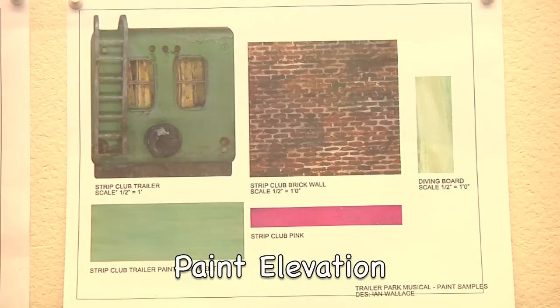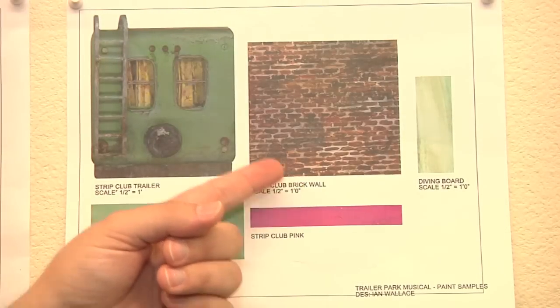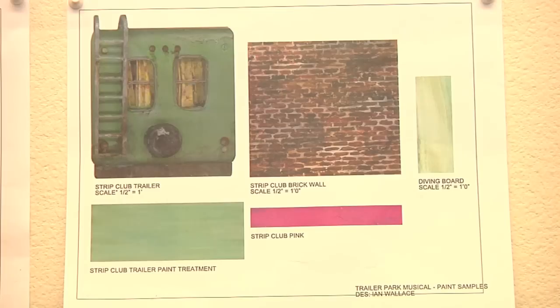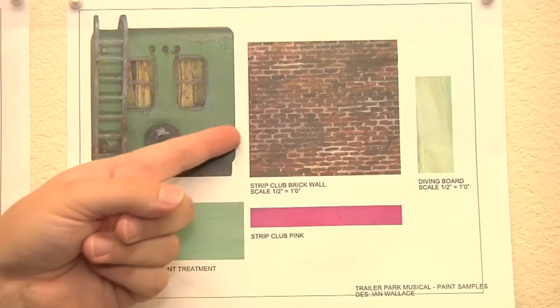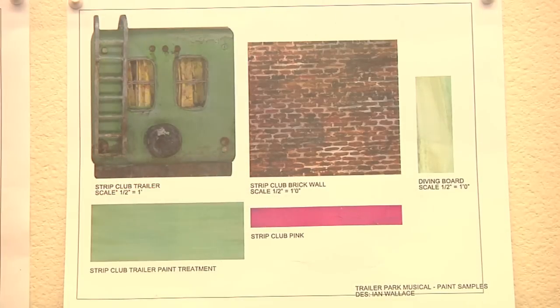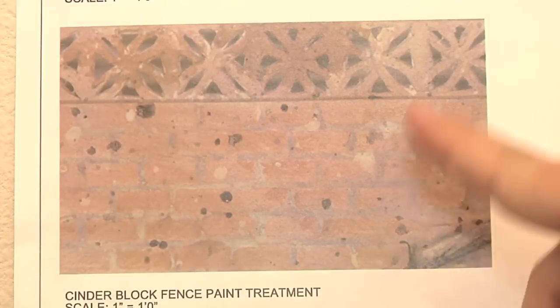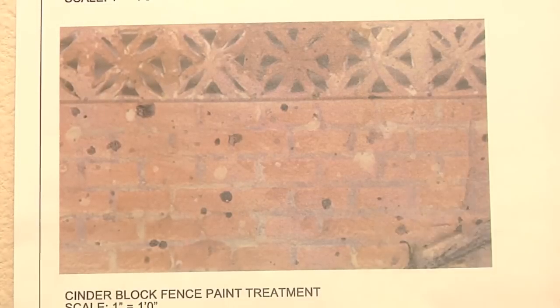Here we have a paint elevation of the outside of the strip club trailer and the brick that's inside the trailer. The paint elevation includes information of color and of texture, things the painter needs in order to duplicate this look and this texture on the actual set pieces. The paint elevation here shows the cinder block texture and the paint treatment that the painter needs in order to be able to paint the actual set piece.